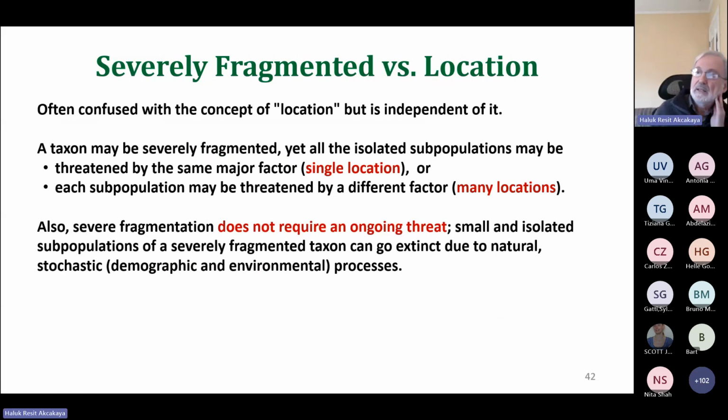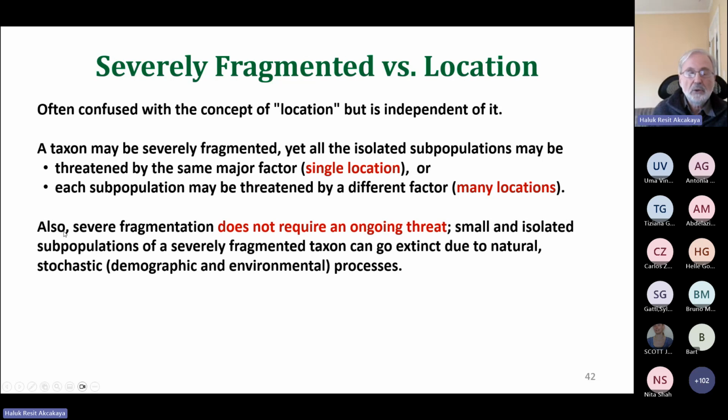And finally, severely fragmented and location are independent concepts, even though they are sometimes confused. A taxon may be severely fragmented, yet all the isolated subpopulations may be in one location, right? Because they are threatened by the same factor, even though they are different subpopulations and they are isolated and severely fragmented, it will still be a single location. But each subpopulation may also be threatened by a different factor, in which case there will be multiple locations.